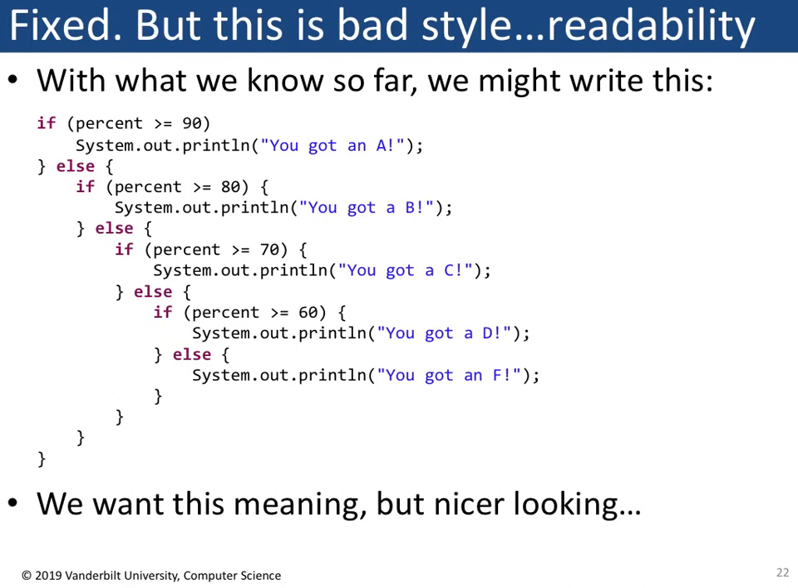And if that's not the case, we'll check for greater than or equal to 70, print something. And if that's not the case, we'll check greater than or equal to 60. And if that's not the case, then there's only one possible grade left to give, and that's an F. This will work. This is a nested if statement. But there's a better way to do this that is much more readable and less clumsy.